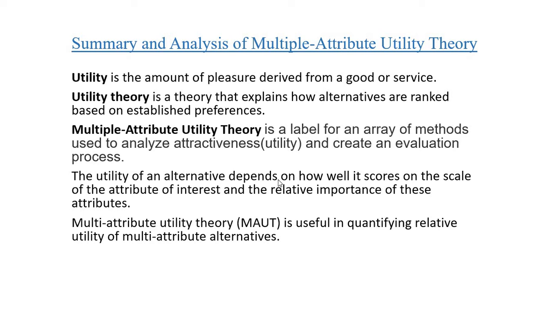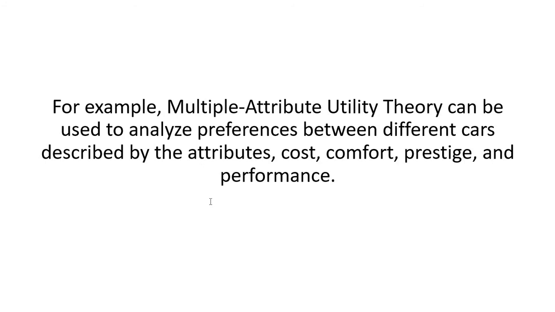So the utility of an alternative depends on how well it scores on the scale of the attribute of interest and the relative importance of these attributes. This theory is useful in quantifying relative utility of multi-attribute alternatives. For instance, the multiple attribute utility theory can be used to analyze preferences between different cars described by attributes such as cost, comfort level, prestige, and performance.